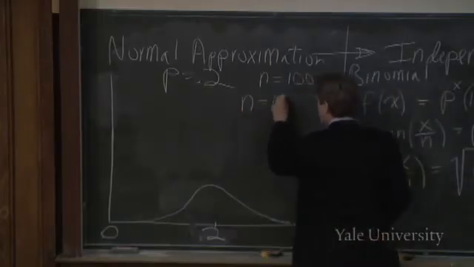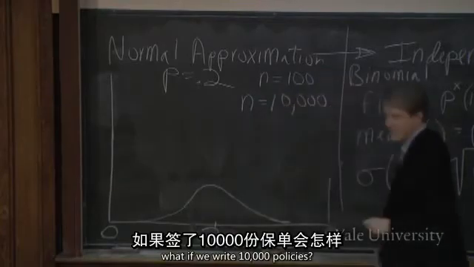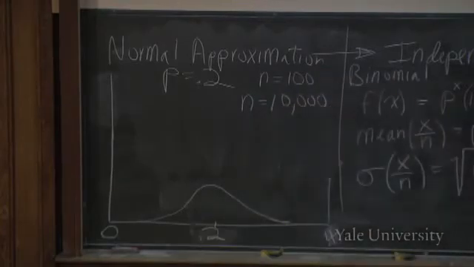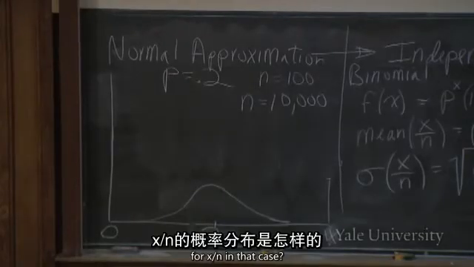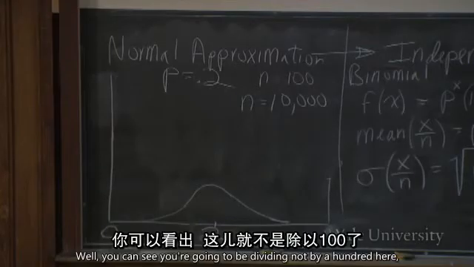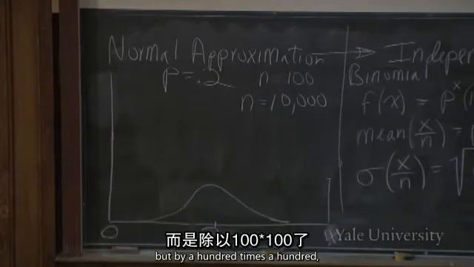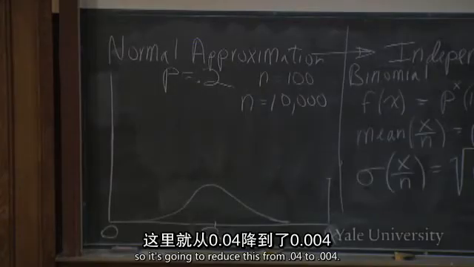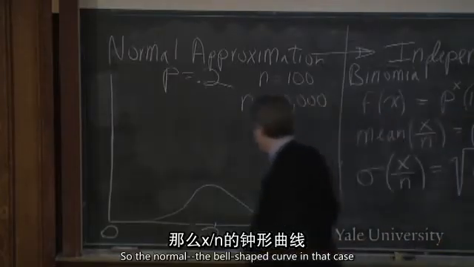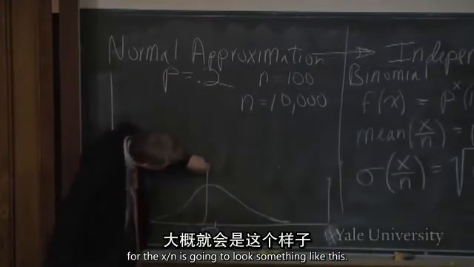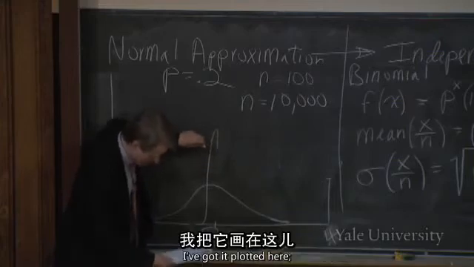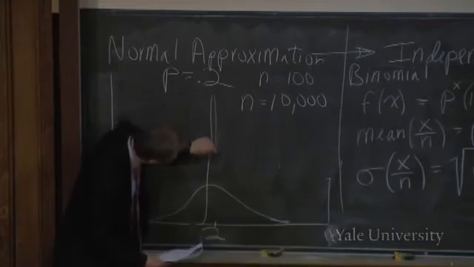Now I want to draw, what if we write 10,000 policies? And so what is the probability distribution for x over n in that case? Well, you can see you're going to be dividing not by 100 here, but by 100 times 100. So it's going to reduce this from 0.04 to 0.004. And so the bell-shaped curve in that case for x over n is going to look something like this. Well, I've got it plotted here. It's even more steep than that.